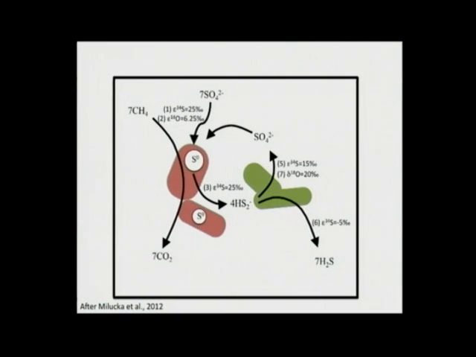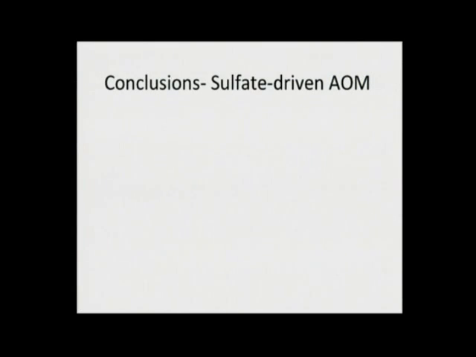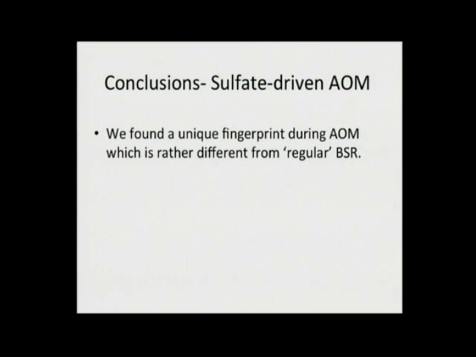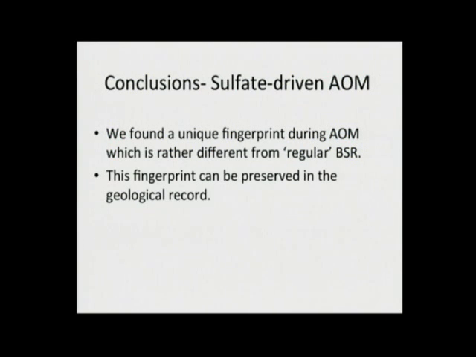And the reason for it is that during this process, only one sulfate is being reoxidized for every 8 sulfates that go into the cell. This is roughly 10% reoxidation, which is not enough to get a line that is concave to equilibrium. So to conclude this part, we found a unique isotopic fingerprint of anaerobic methane oxidation, which is different from what we see in bacterial sulfate reduction. We demonstrate that we can preserve this unique fingerprint in the geological record.